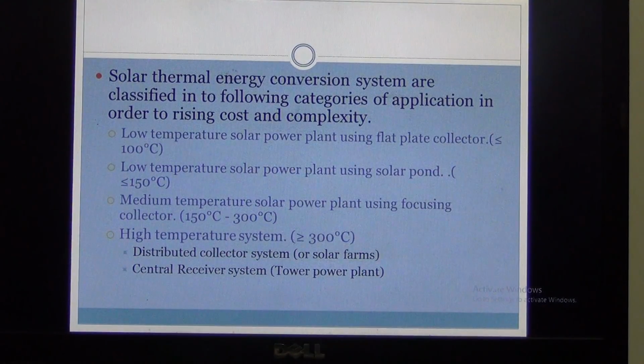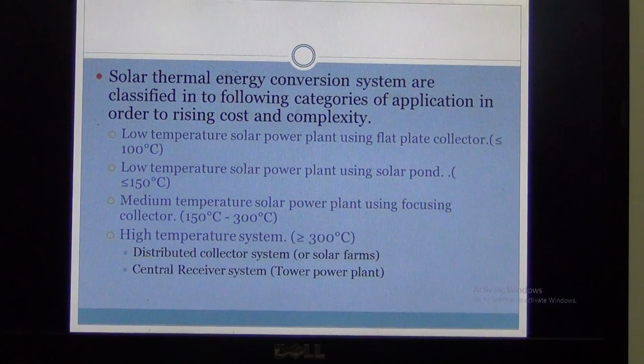Now, the solar thermal energy conversion systems are classified into the following categories of application in order of rise in cost and complexity. The low temperature solar power plant using flat plate collectors, mainly that is greater than 100 degrees Celsius. Low temperature solar power plant using solar pumps, that is more than 150 degrees Celsius. From this we can understand flat plate collectors are limited to a temperature of 100 degrees Celsius, but solar pumps can be used for low temperature too, but for greater than 150 degrees Celsius.